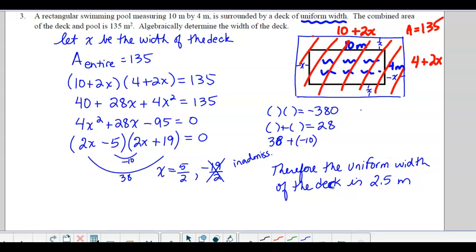If it asks for the outside dimensions, then I would put that back in. And you can certainly check. If I put 2.5 back in there, that's going to be 15, and this is going to be 9. So 15 times 9 is 135. You can check it that way.